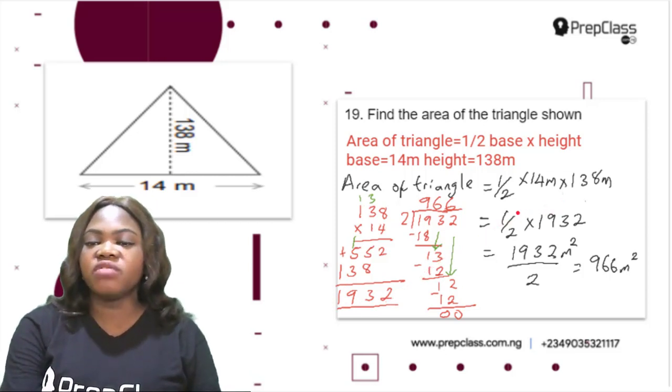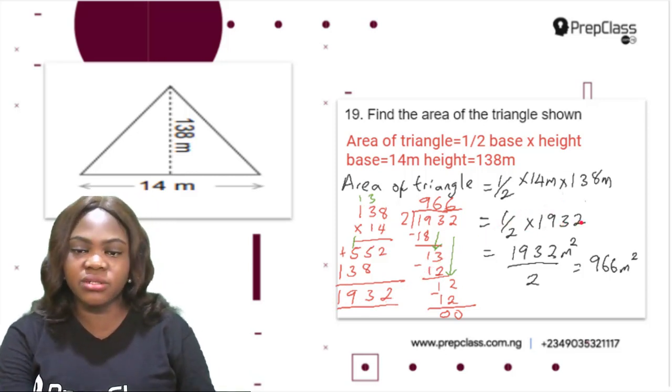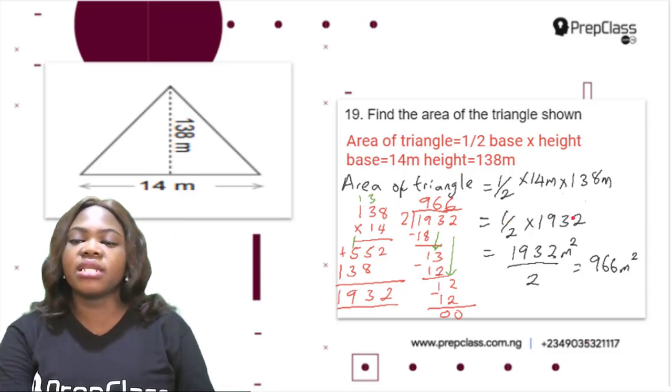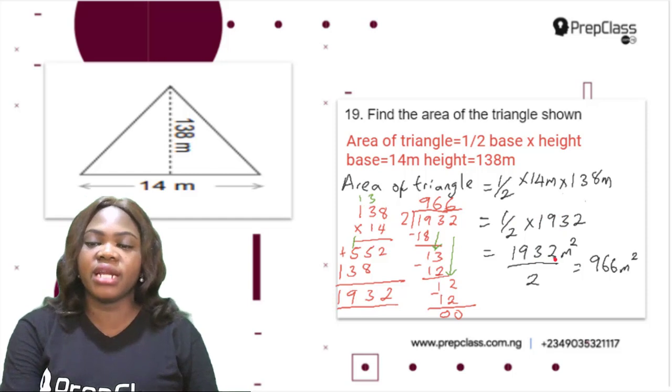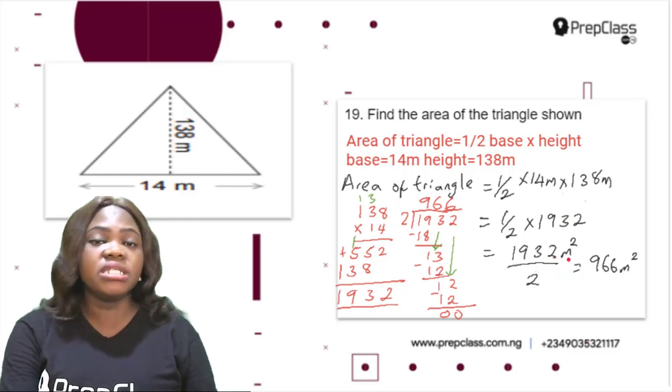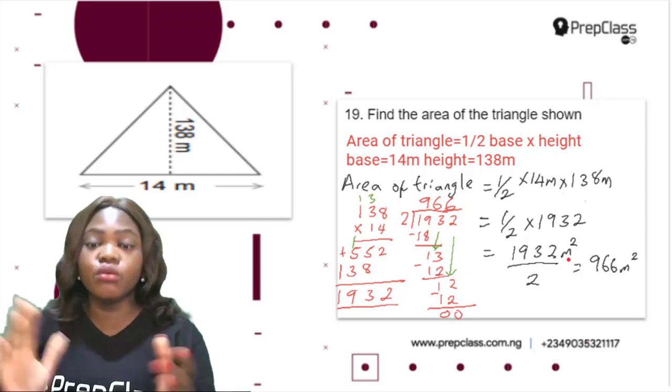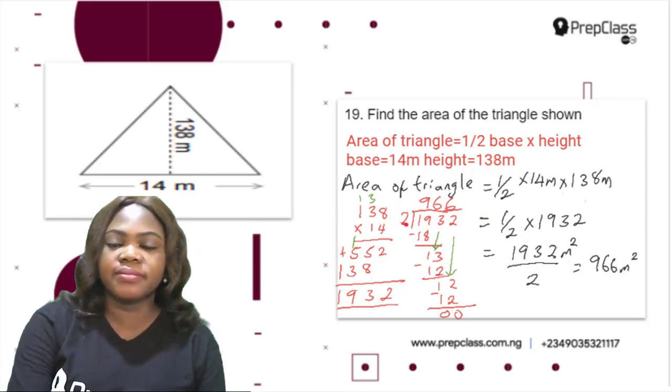So now we have 1/2 times 1932. So now we have 1 times 1932 as 1932 divided by 2 meters squared. Okay, so now let's divide 1932 by 2. We can do that here.